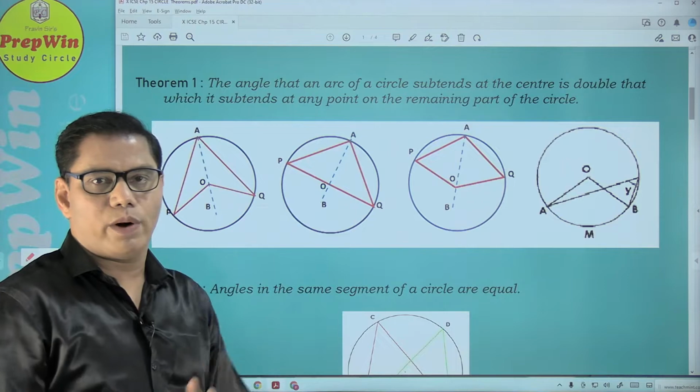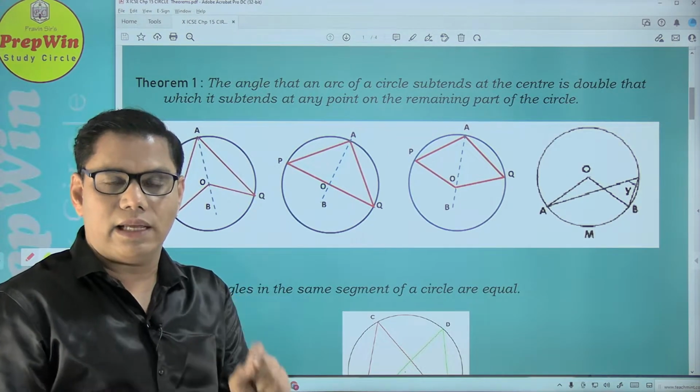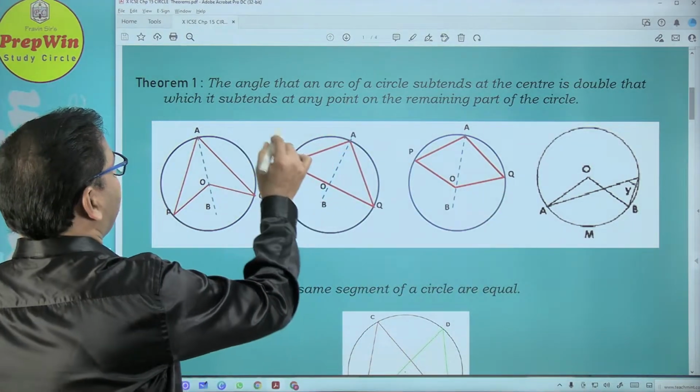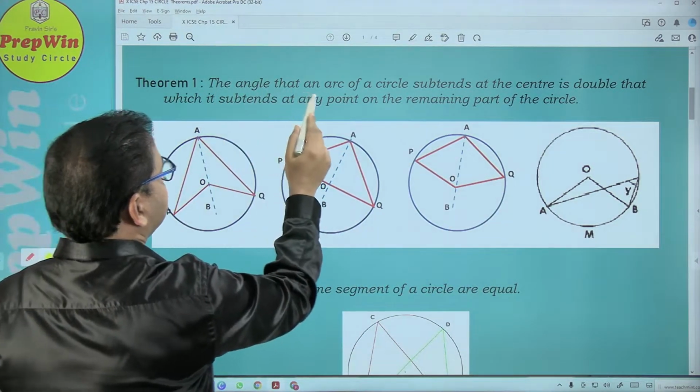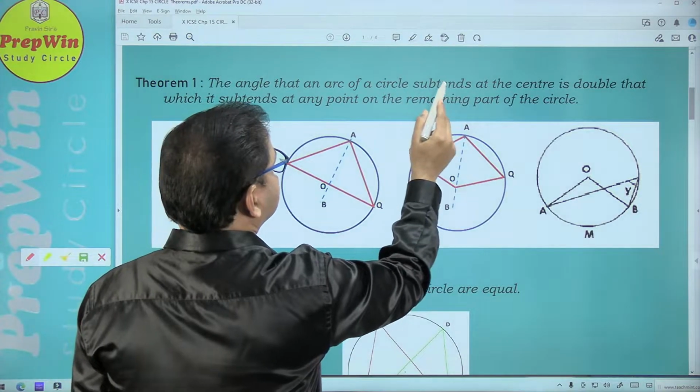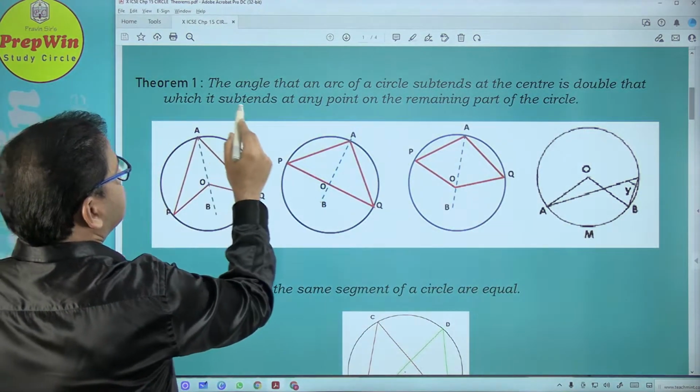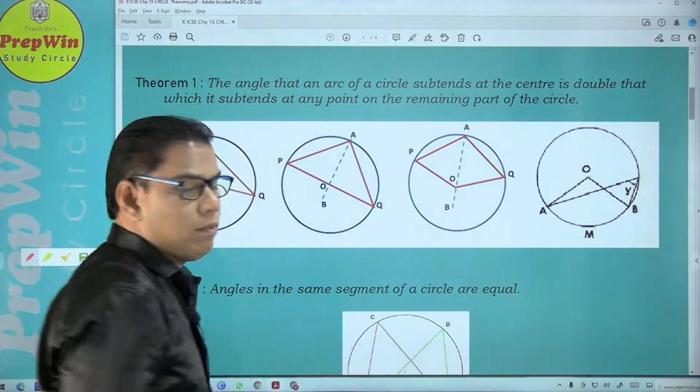First read the statement. I have not even changed a single word as it is given in your scope of syllabus. Okay, same copy paste. Theorem number 1: the angle that an arc of a circle subtends at the center is double that which it subtends at any point on the remaining part of the circle. Okay, can you see this whiteboard?